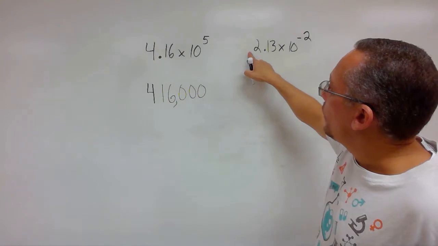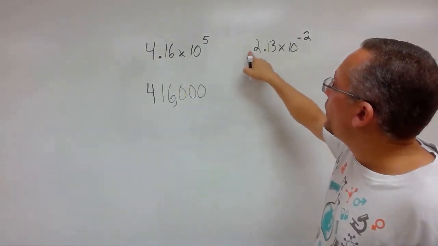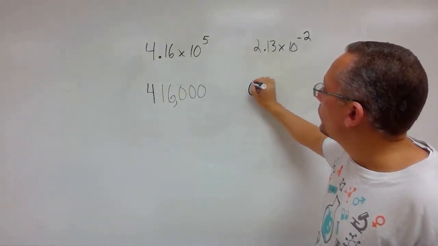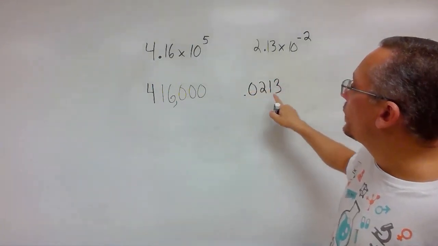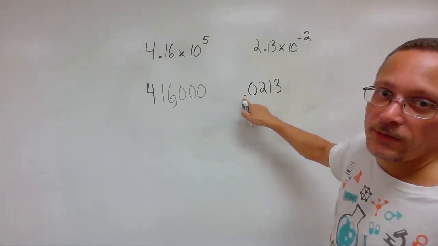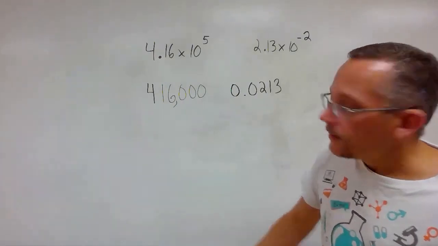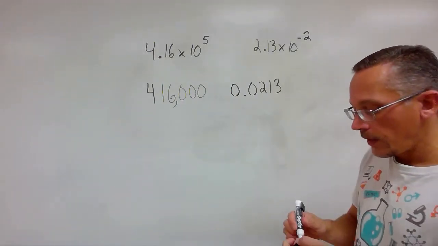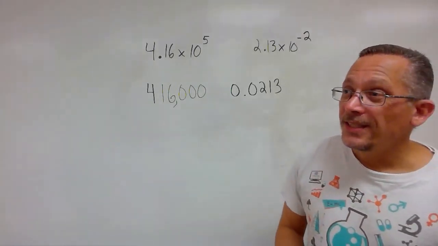So I'm going to move it this way, right? 2 places. So I'm going to move it here, and then to fill in that other space, we're going to put a 0. 0, 2, 1, 3, and my decimal point over there. It started out here, I moved it 2 places to the left, and now it's here. And I could put a 0 in front just to kind of do 0 point something, right? So that number would be 0.0213.